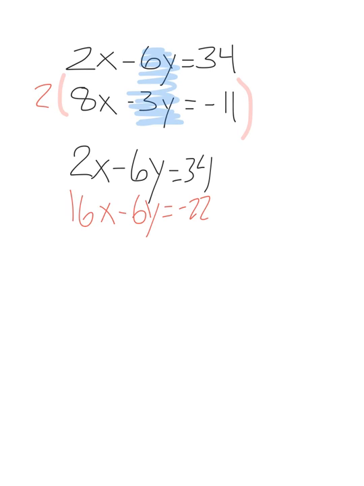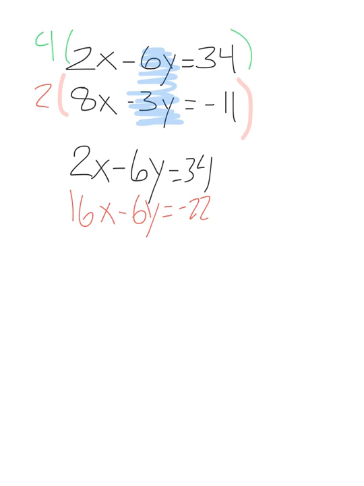Now if you're asking why didn't we eliminate x, you could eliminate x, and if you wanted to eliminate x, you probably would have multiplied your first equation by 4. The reason why I chose not to eliminate x is, notice I would have to do 4 times 34. That's going to give me a really large number. I'd prefer to work with smaller numbers when possible. So I chose to eliminate y, but you could eliminate x as well in this example.